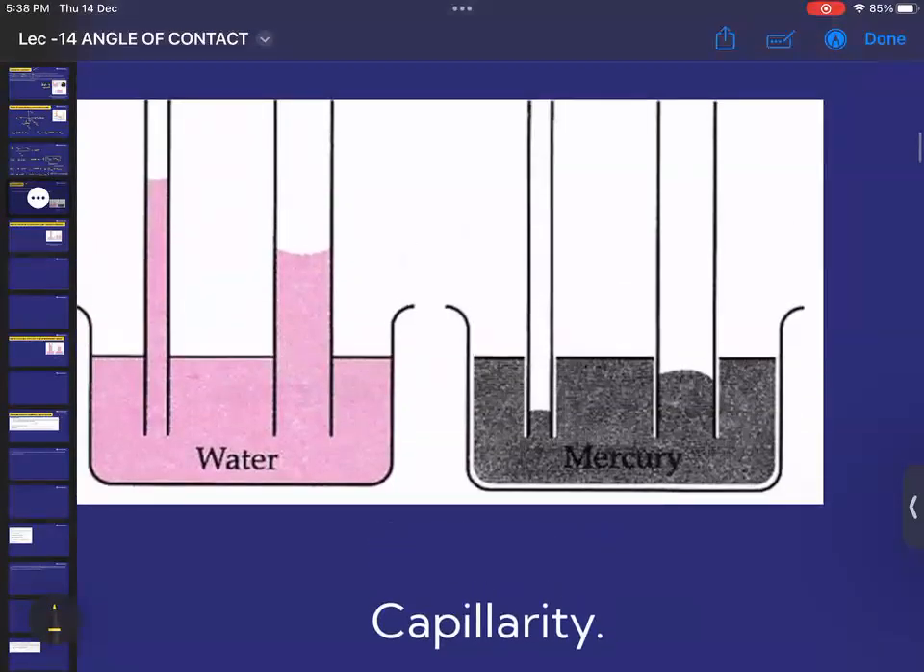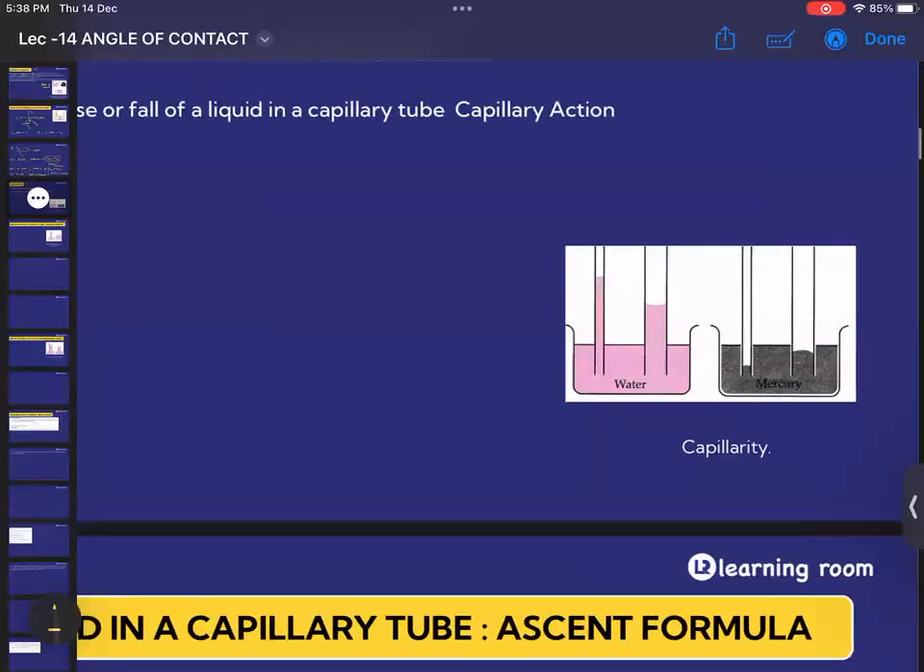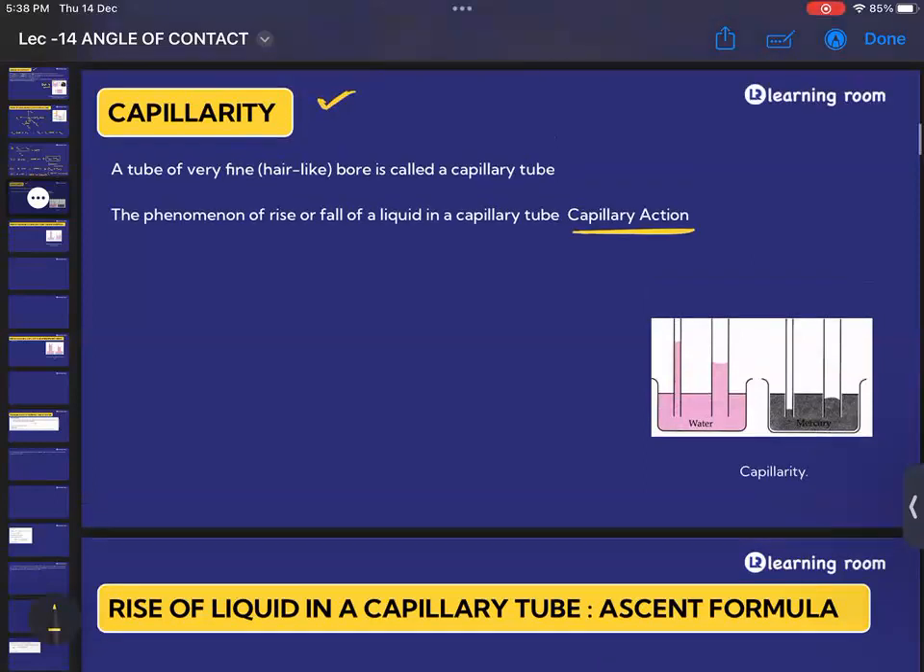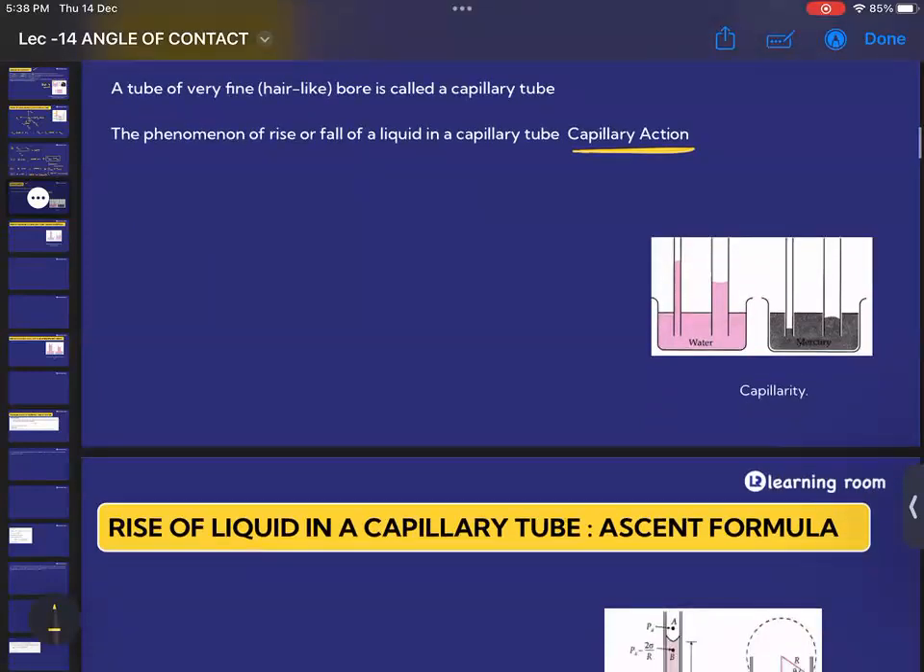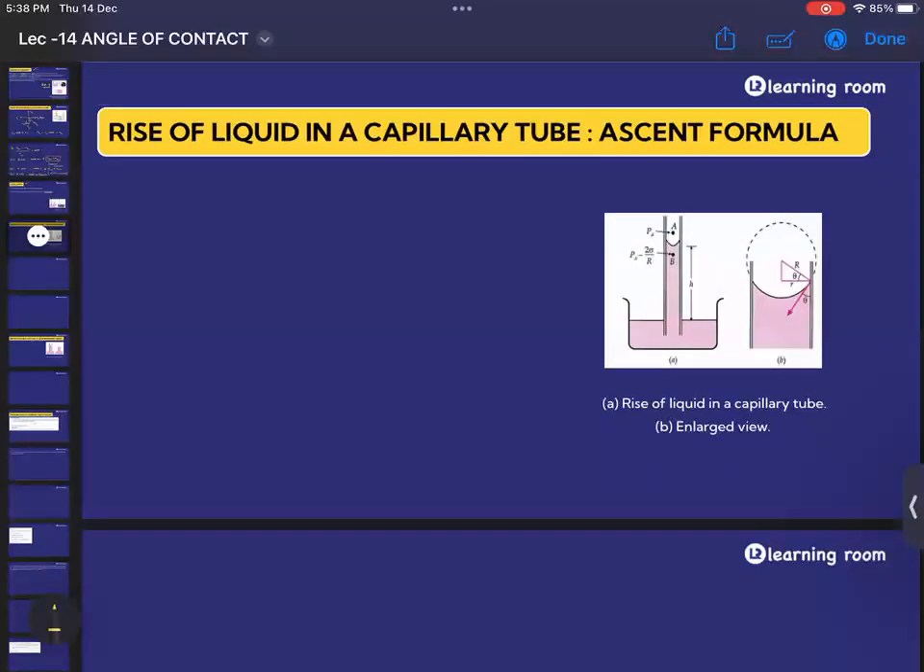This is what happens in practice. In reality, this is what is supposed to happen. So this phenomenon of rise or fall of liquid inside a capillary tube is what is called capillary action. Is this getting registered in your mind? Yes, sir. Good.